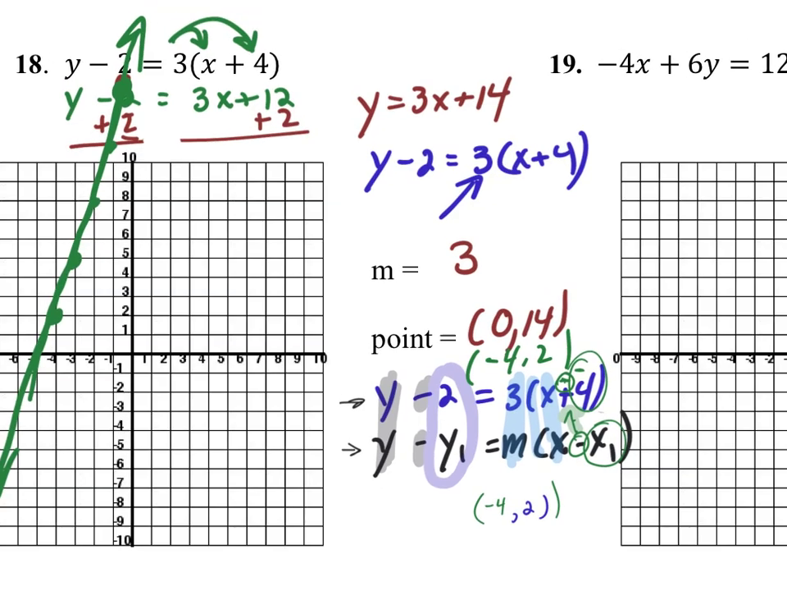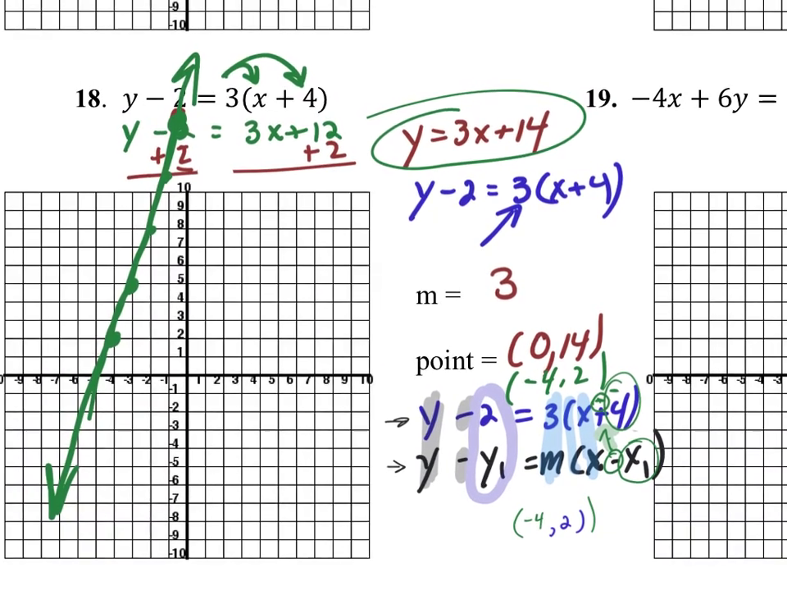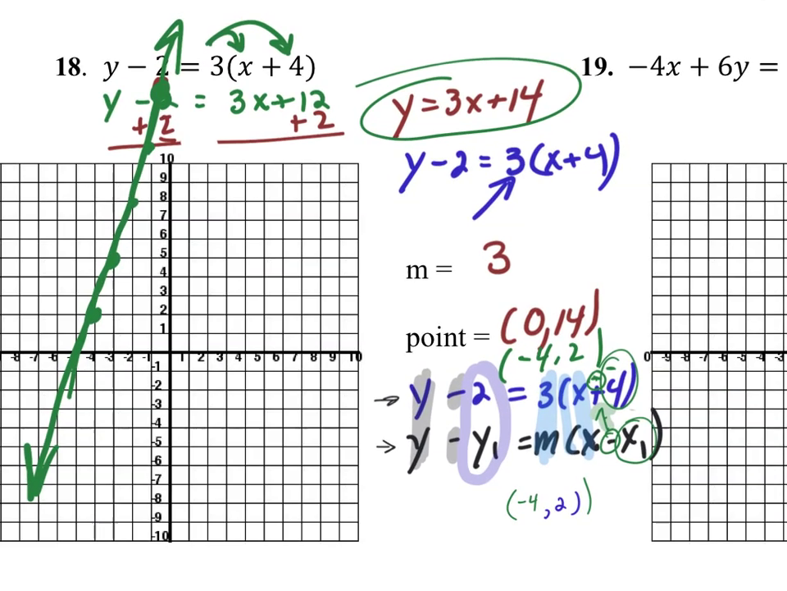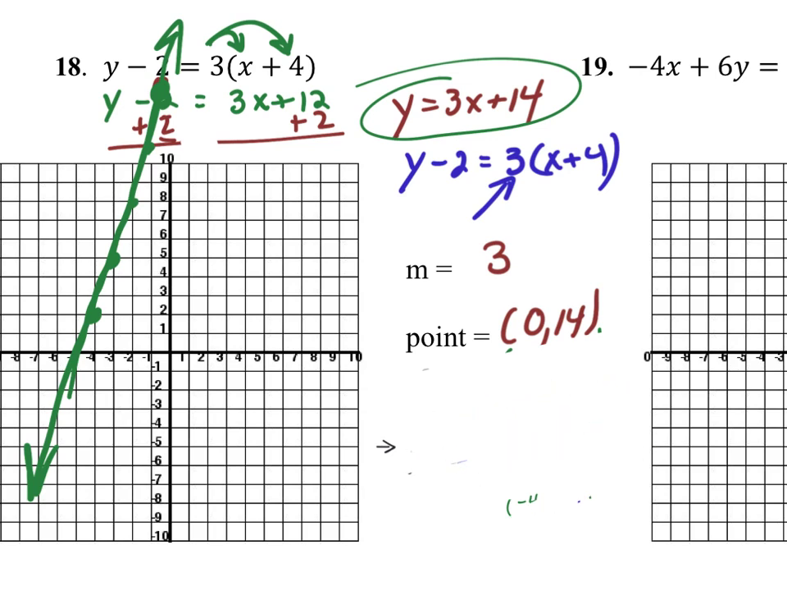I still would put it in slope-intercept form, and then try and graph that if it fits. Now, if it doesn't fit very well, like in this case it didn't fit very well, I think I would still put it in slope-intercept form, like I showed you above.